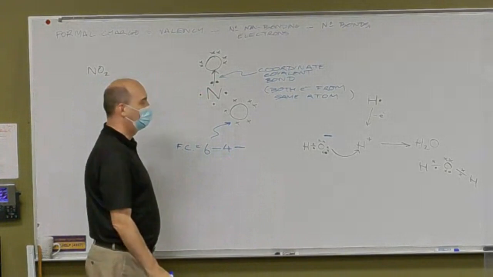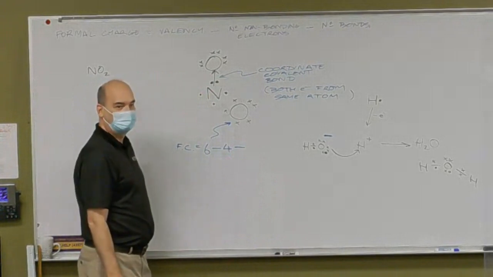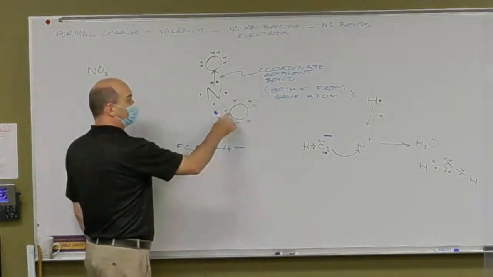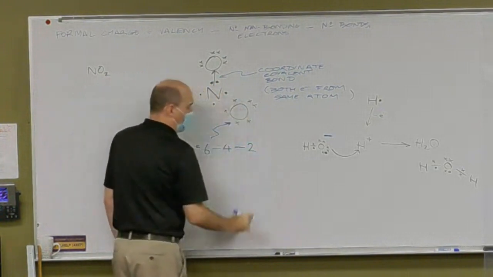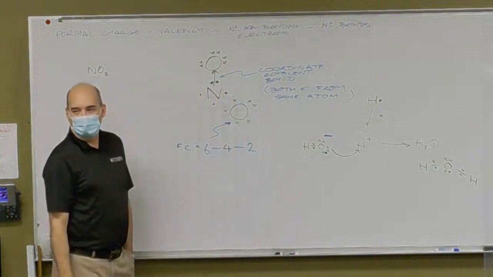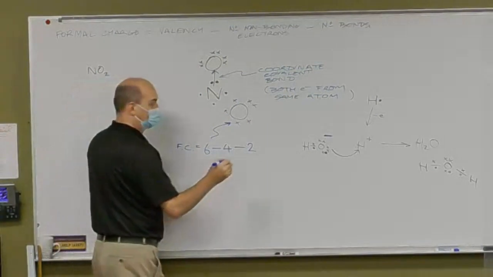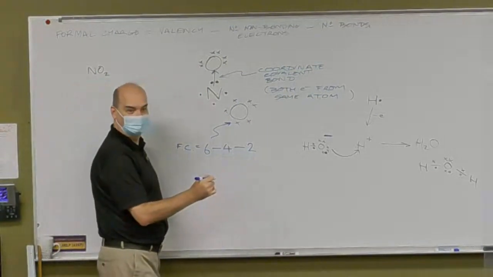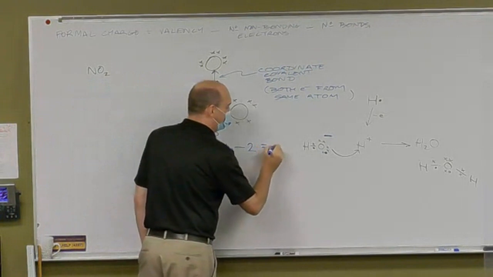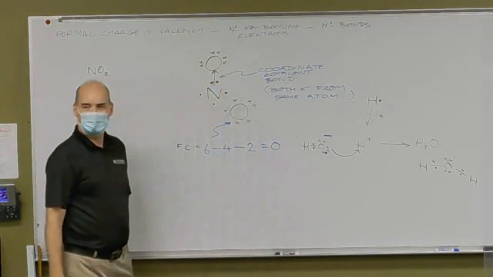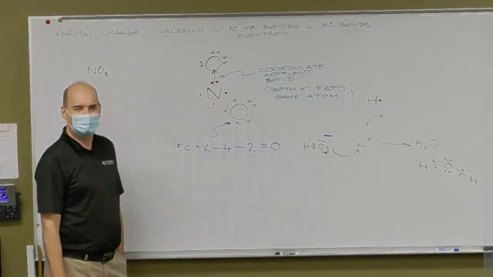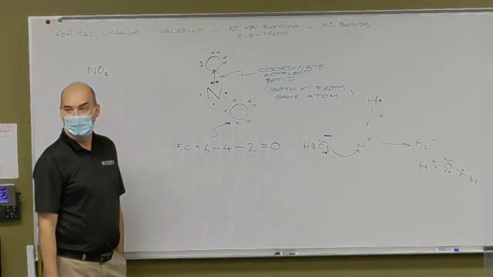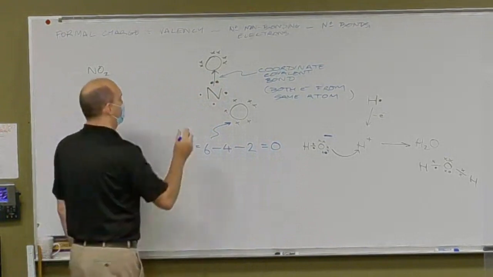Minus, how many bonds do we have between the oxygen and nitrogen? So this oxygen is holding on to 2 bonds. So 6 minus 4 minus 2. There is no charge on that oxygen. Were we expecting a charge on an oxygen that has 2 bonds? No, we weren't. Okay.